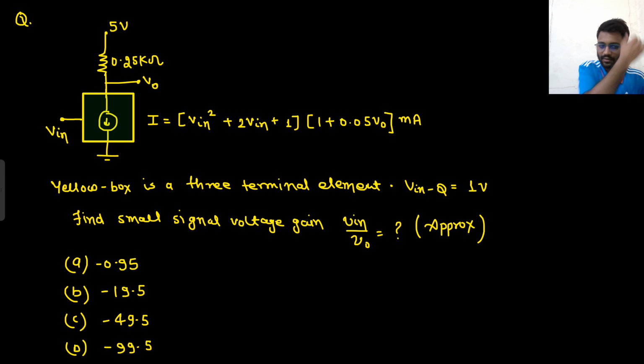Let's move towards the next question. There is a black box given, or yellow box given, that has three terminals, that is a three terminal element. One terminal, two terminal, and the third terminal. The current equation is given, that is V in square plus 2 V in plus 1 plus 0.05 V naught milliampere. You have to find the small signal voltage gain approximately, and options are framed as well. So approximate small signal voltage gain you need to find.